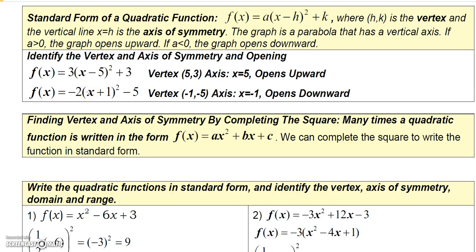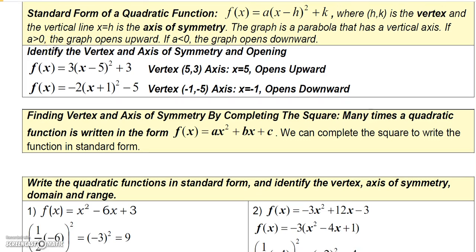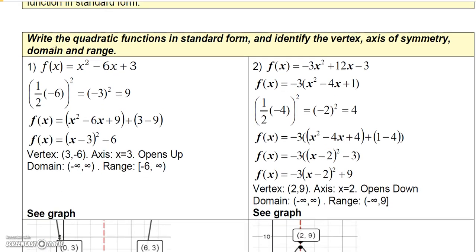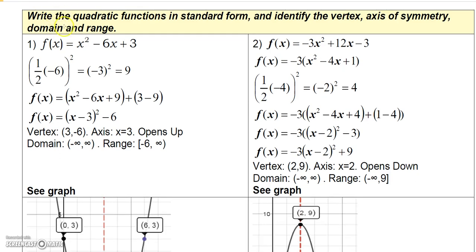Let's think about what we learned about quadratic functions in the last video, and let's see if we can apply it to a couple of different functions that we are given. So first of all, take a look at this function. F of x equals x squared minus 6x plus 3.